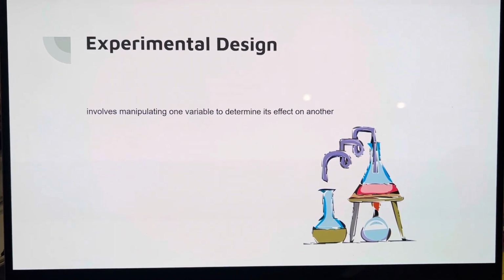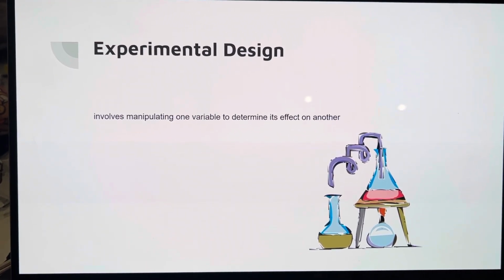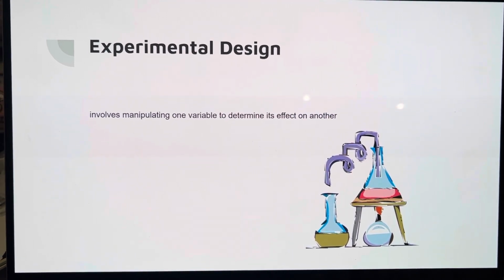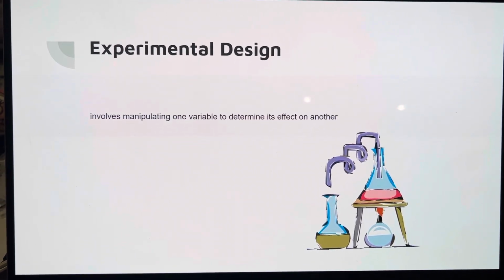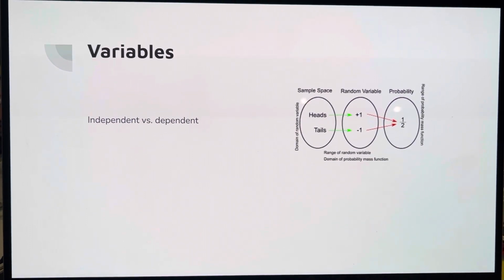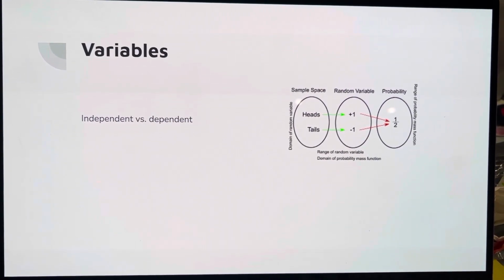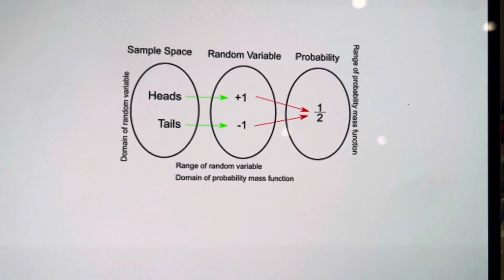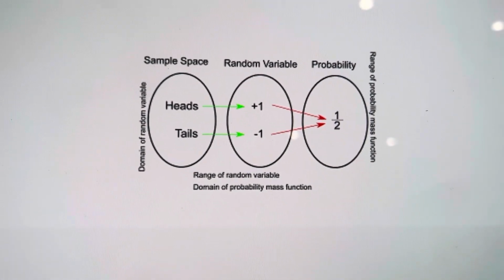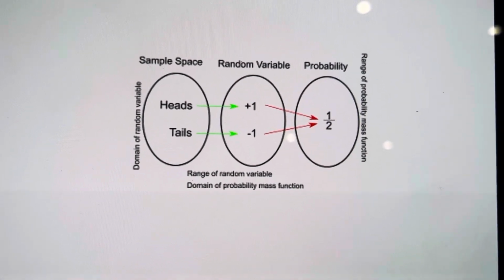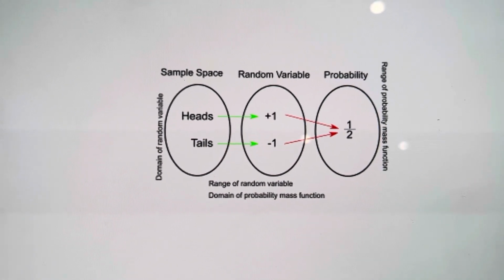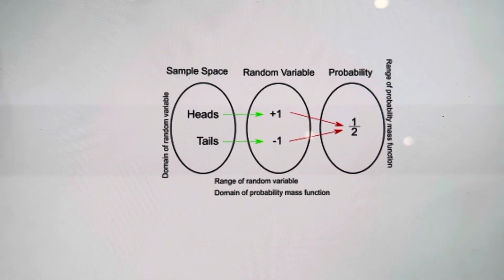Experimental design is when you involve manipulating one variable to determine its effect on another. It's similar to finding cause and effect. And the variables could come in independent versus dependent. I have this little chart showing off the domain of the random variable, which is the coin flip, and a range of probability that you gain of that variable.